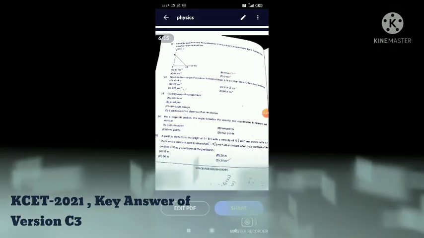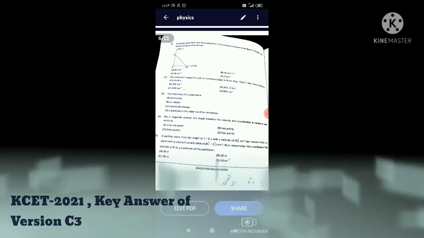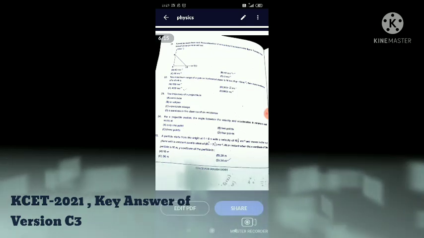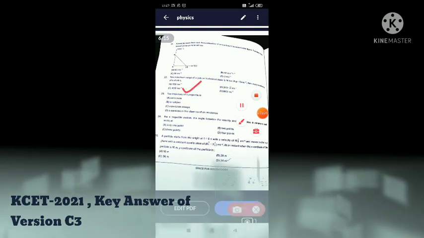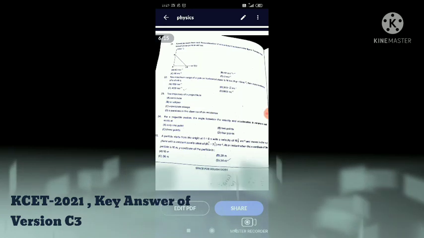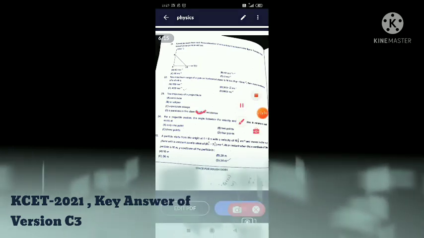The 22nd question: the maximum range of a gun on a horizontal plane is 16 km. If g is equal to 10 meter per second square, then the muzzle velocity of a shell is. The correct answer is option C, 400 meter per second. Next we will move to the 23rd. The trajectory of a projectile is. The correct option is option D.